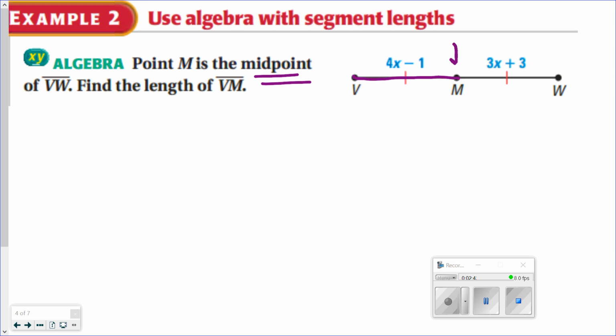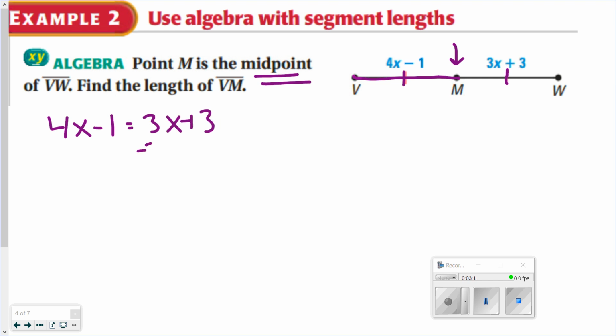I'm going to draw an arrow here. So if this point's in the middle, that means that segment VM has to be the same length as segment MW. We also see that because of these tick marks. So I need to solve for x. How do I do that? I'm going to set my 2 equations equal to each other. So 4x minus 1 is equal to 3x plus 3.